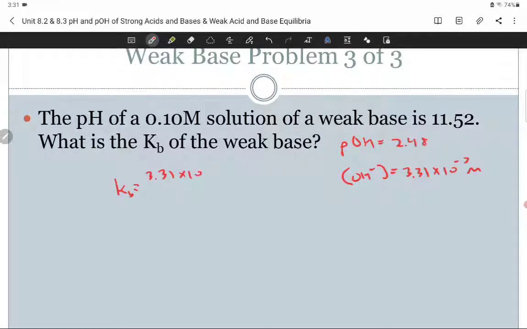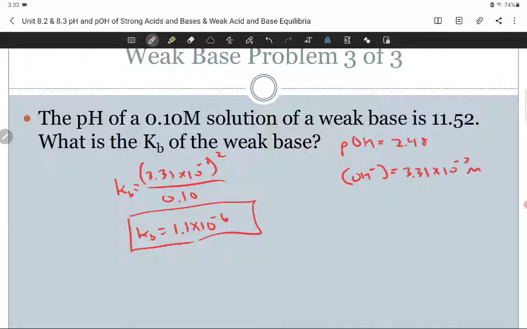3.31 times 10 to the negative third times 3.31 times 10 to the negative third. I'll just put squared there. And then at the bottom, the initial is 0.1. So when we solve for Kb, we get 1.1 times 10 to the negative sixth.